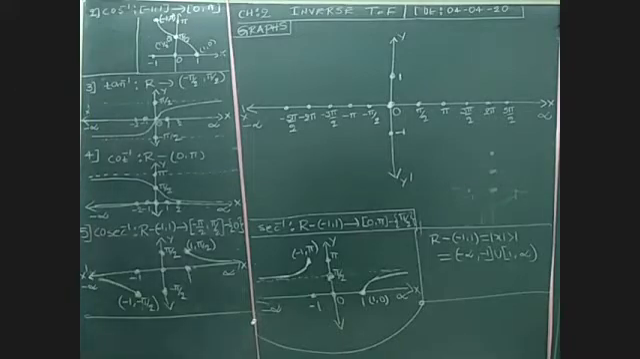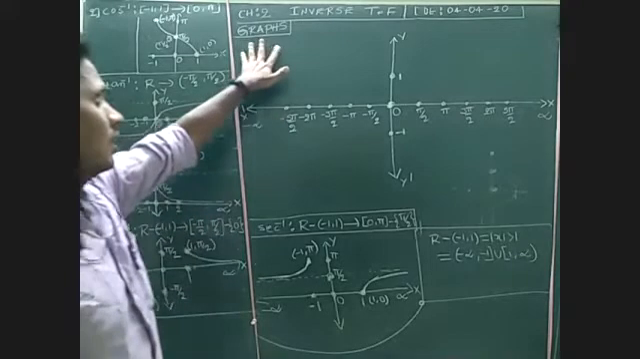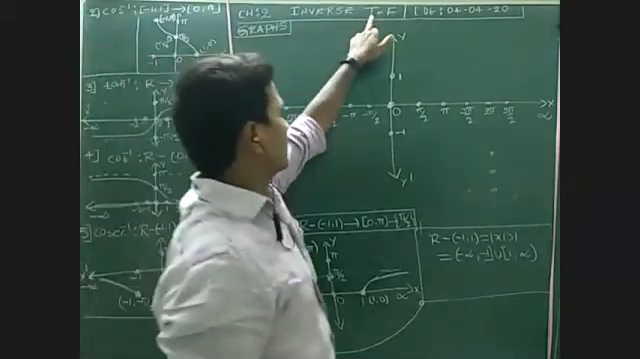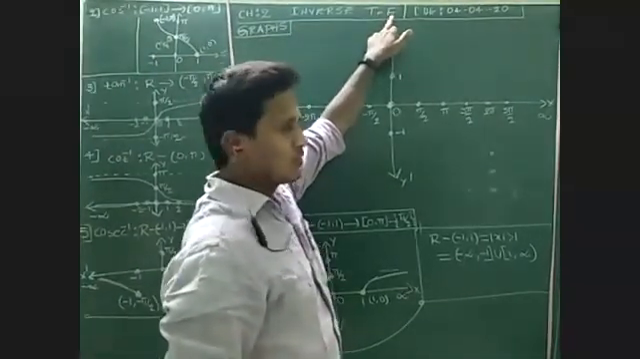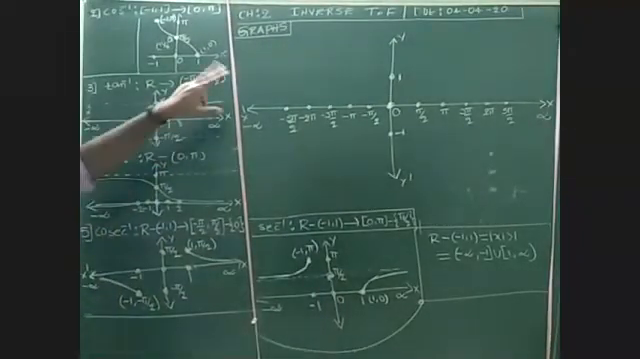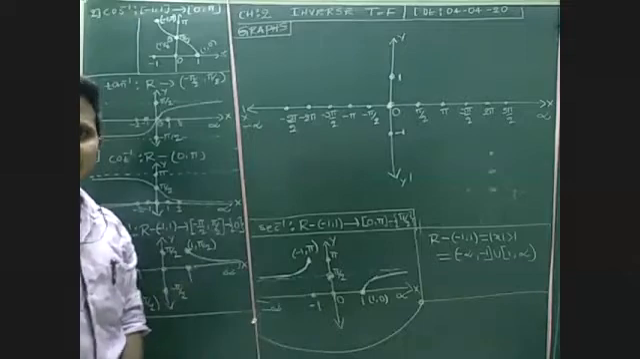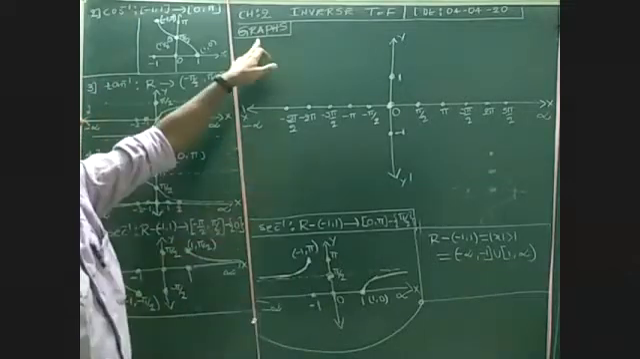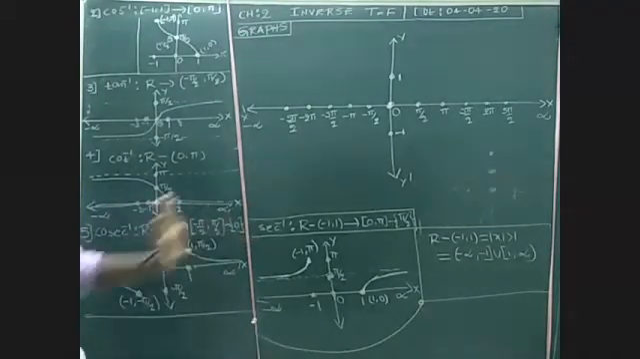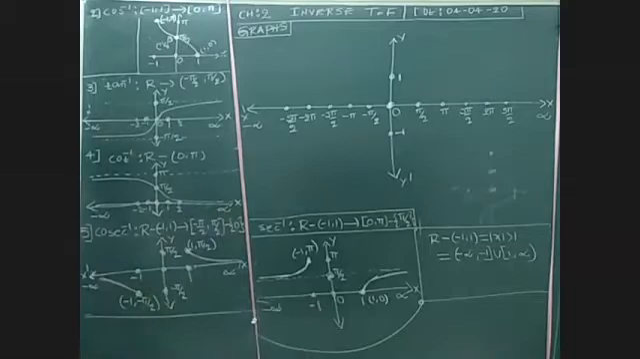Okay, right, students. I'm starting this session. Good morning to everyone. Today, we'll discuss graphs of inverse trigonometric functions. Already we discussed the graph of sin inverse x in the previous class. Today we'll discuss the graph of cos inverse x, tan inverse, cot inverse, cosecant inverse, secant inverse. Let us see one by one.